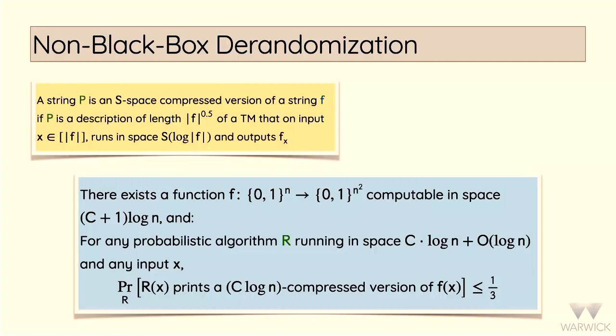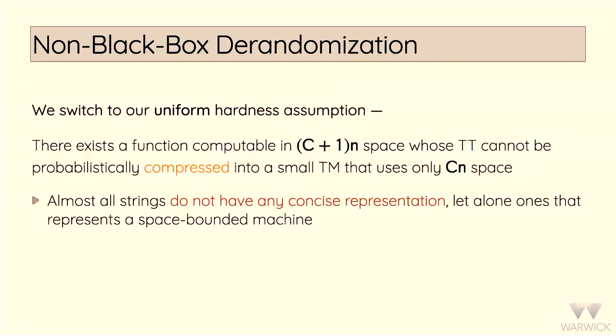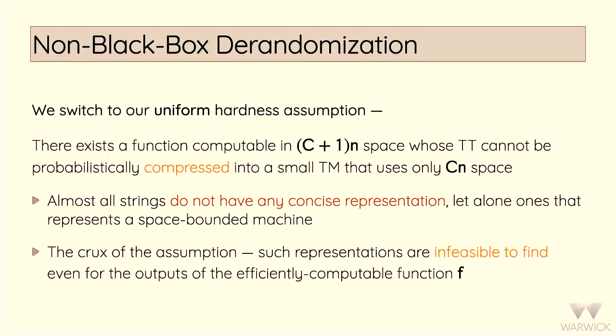But what I do want to emphasize is that you might think, well, we don't need to assume because we know that almost all strings do not have any concise representation. Right? This is from counting arguments. But the crux of the assumption is that we assume that such representations are also infeasible to find even for the outputs of F, which is easy in some sense because F is efficiently computable. Okay, this is why we need to assume and not just, yeah.